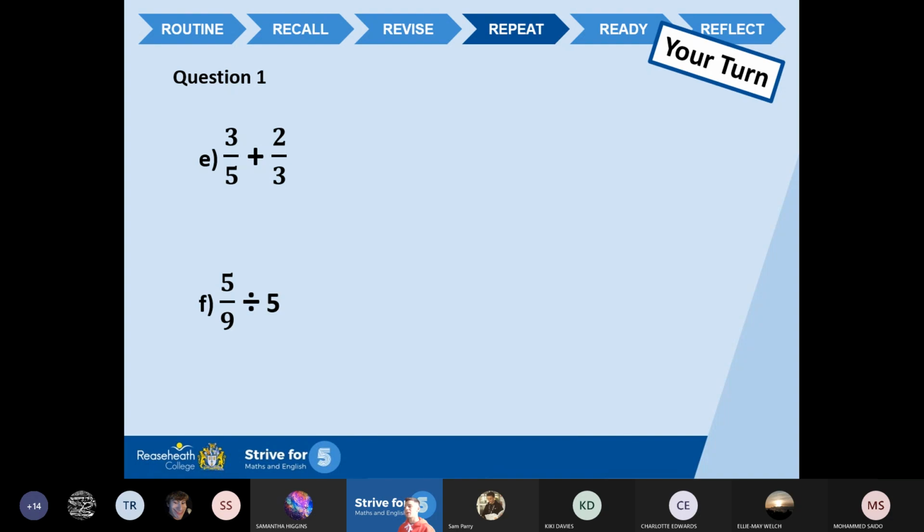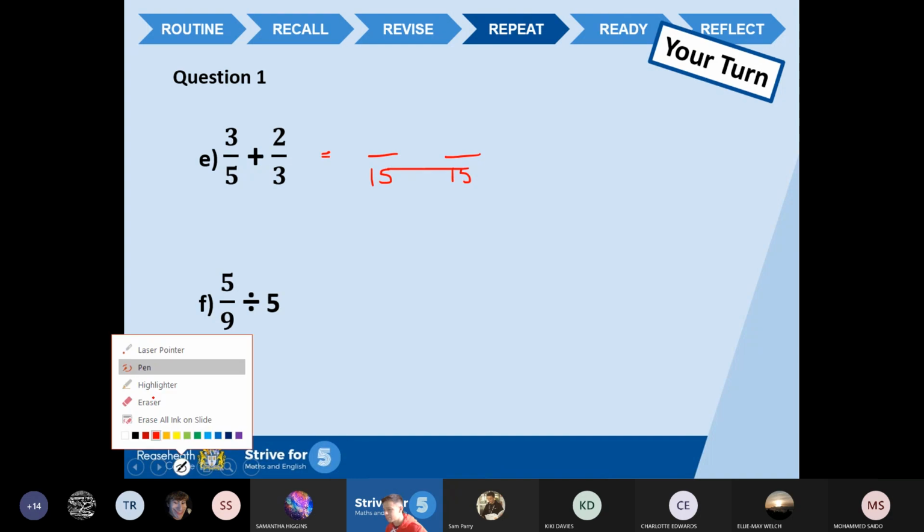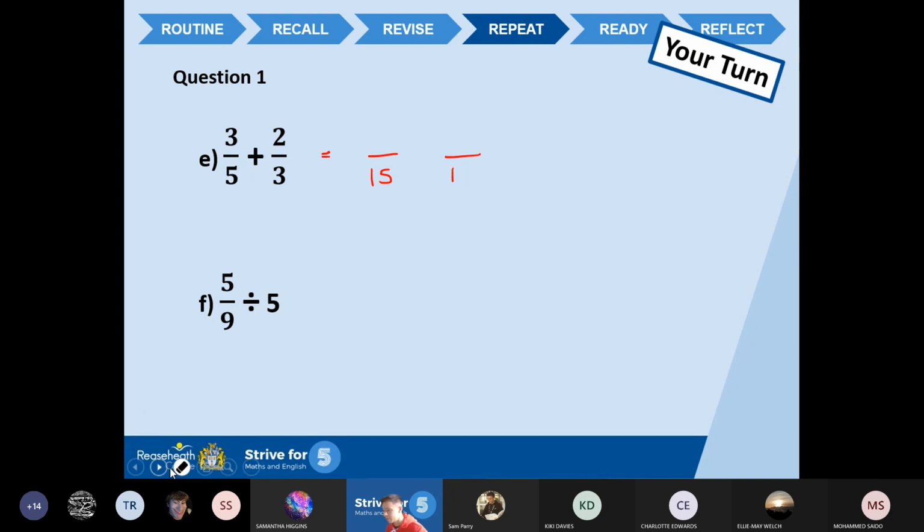Okay, looking at these. We're adding, the fractions are different on the bottom. What do we do? Make them the same. So two new lines go in. 5 × 3 is 15. Let me just get rid of that stupid line. We do that again. There we go, 15. So how did I get from 5 up to 15? Times it by 3. Whatever I do to the bottom, I do to the top. So that's going to be 3 times 3, which is 9.